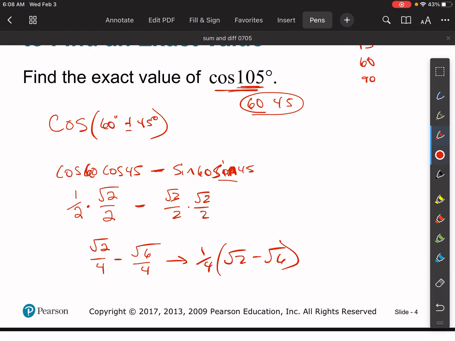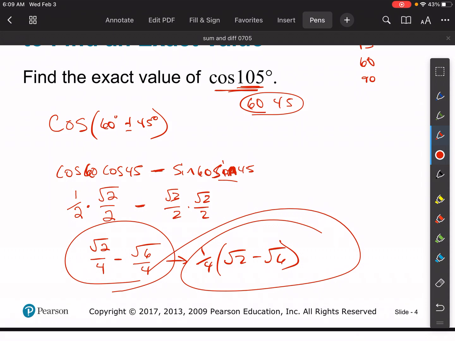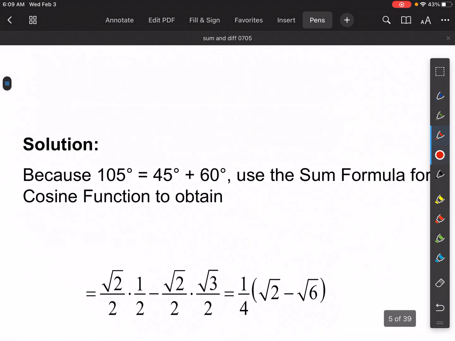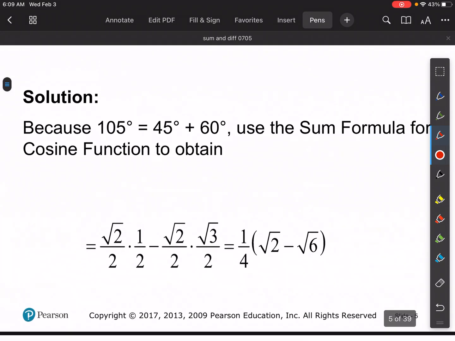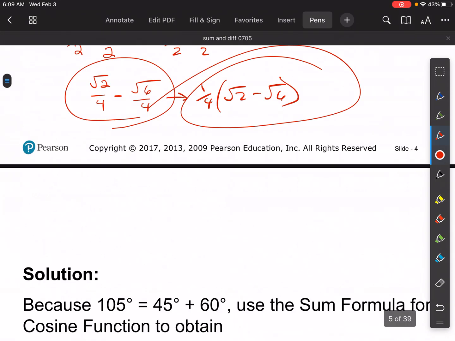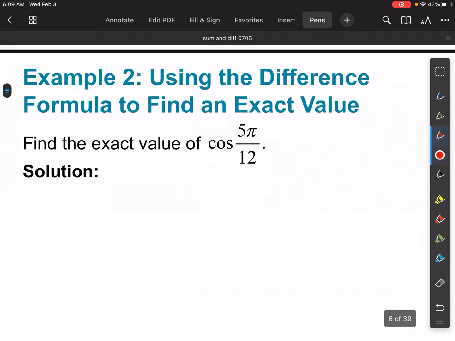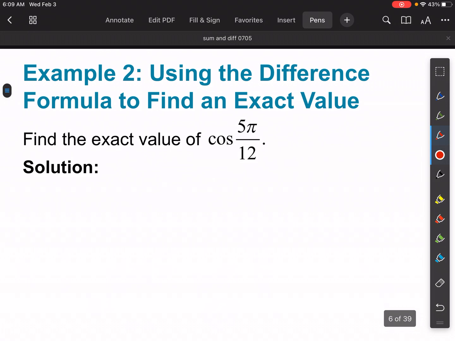But that's how I would find the exact value of the cosine of 105 degrees. Don't put it in your calculator and get a decimal. They want this, or this. I think either way would be fine. Let's make sure we did that right. Yep, 1/4 times the square root of 6 minus the square root of 2. Perfect.